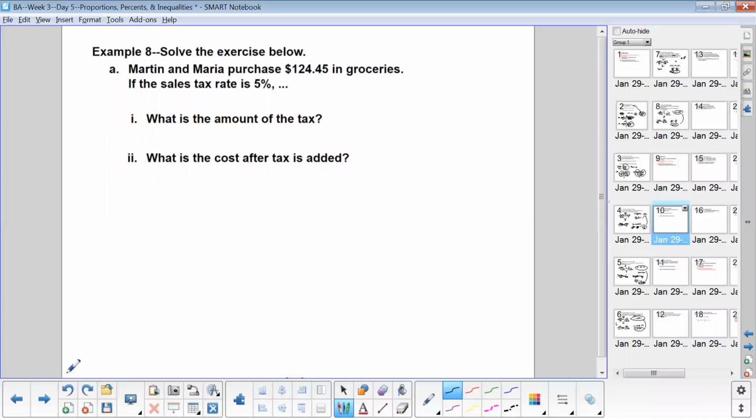Martin and Maria are grocery shopping. So we've got $124.45 for groceries. That's the amount, and now we need to look at the tax, which is the 5%. And remember, 5% out of 100 would be 5/100ths as your tax.